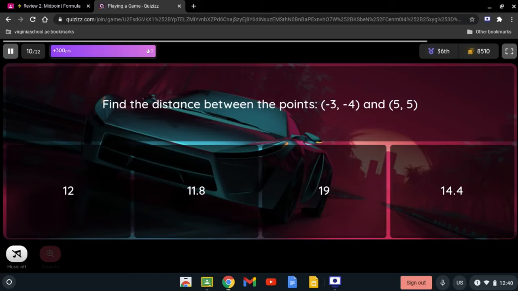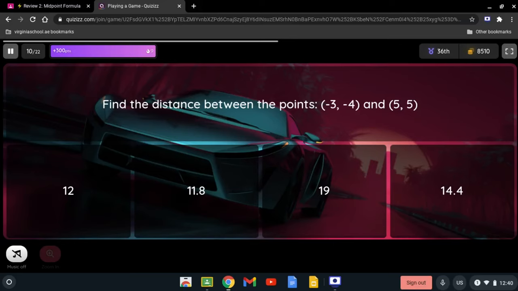So we're going to replace x2 with 5, and then minus x1, which is negative 3. So in a calculator, we're going to do 5 minus negative 3, because here it says negative 3. It is 8. And then we're going to replace y2 with 5. So 5 minus y1, which is negative 4. In a calculator, 5 minus negative 4 is 9.